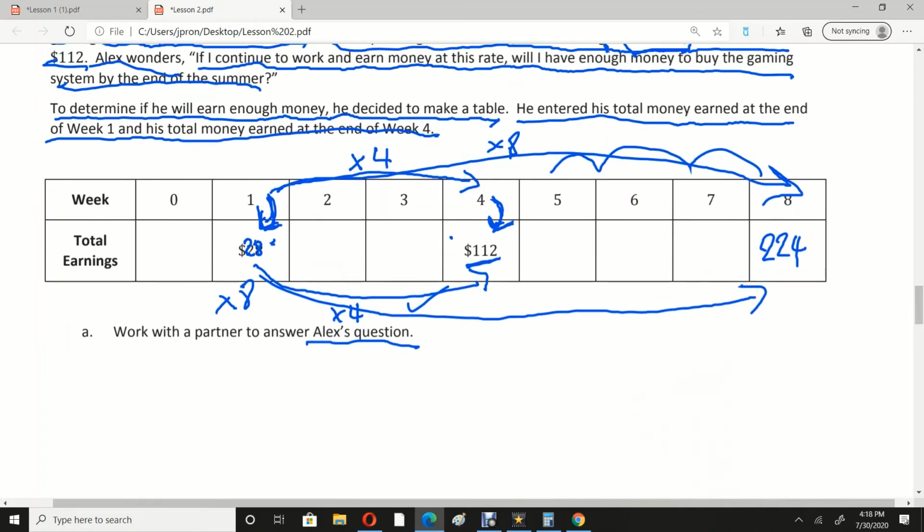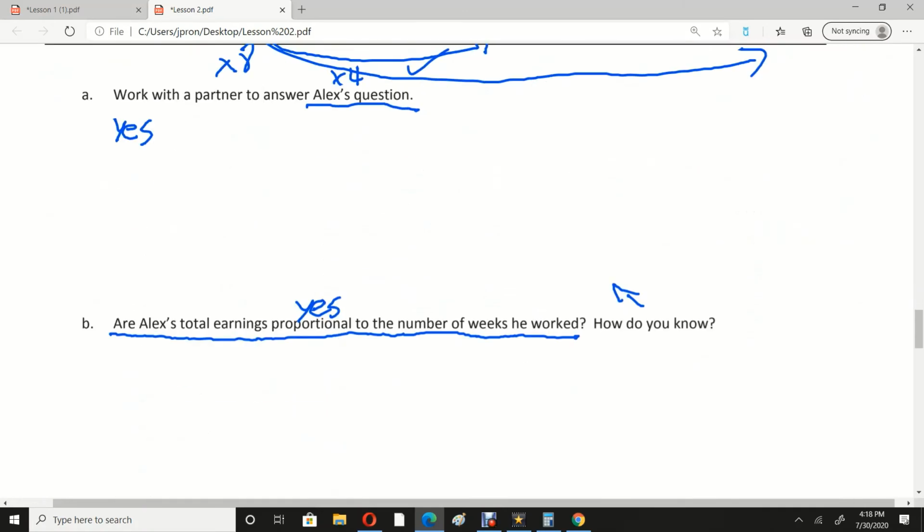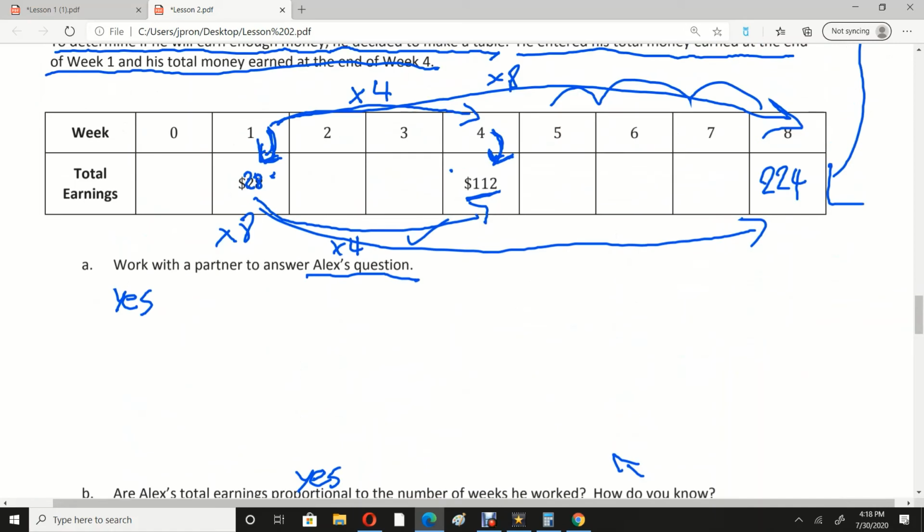All right. So is that enough? Is $224 enough money? Yes. Yes, it is. Fantastic. Because you can see 224 is bigger than 220. You're going to have enough money, right? All right. If you haven't already, I want you to go ahead and finish filling out this chart, and I will be back with a completed version of this example.